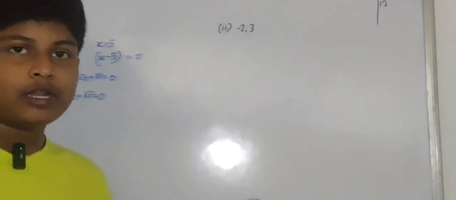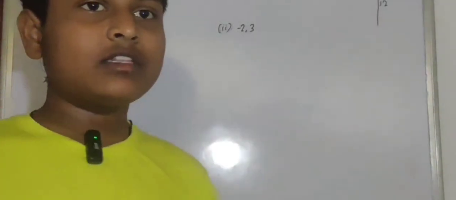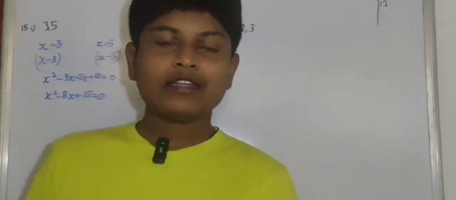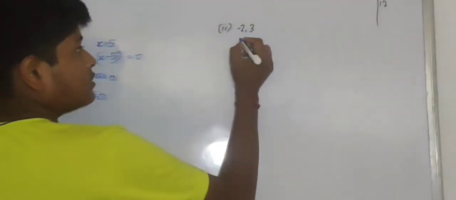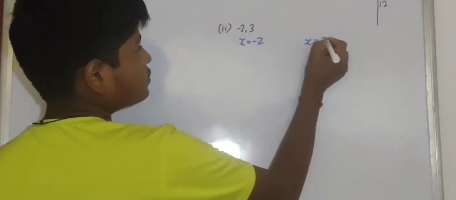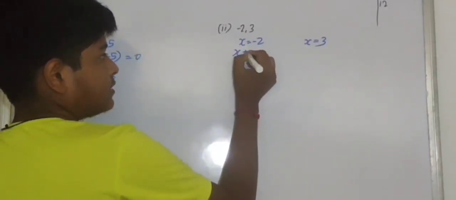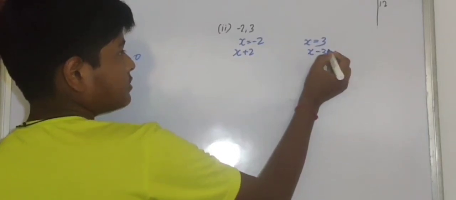So now I hope that you have done it. Comment if you have done it, and check the answer. If it comes right, then write in the comment section that I have got the right answer. So now roots are x is equal to minus 2 and x is equal to 3. So sending minus 2 to this side, it will be x plus 2 and x minus 3.